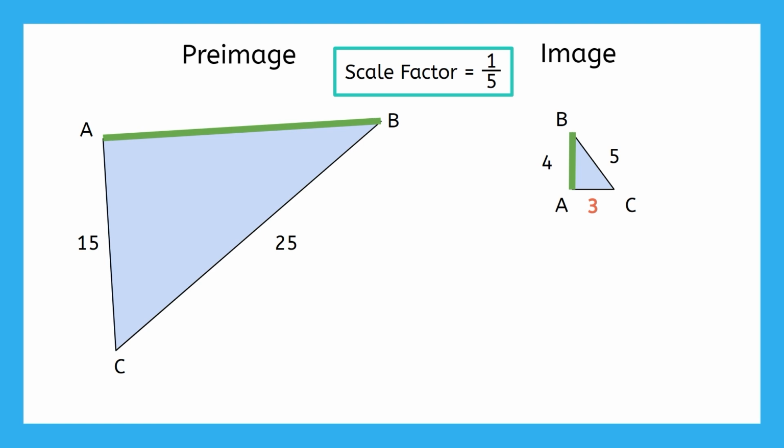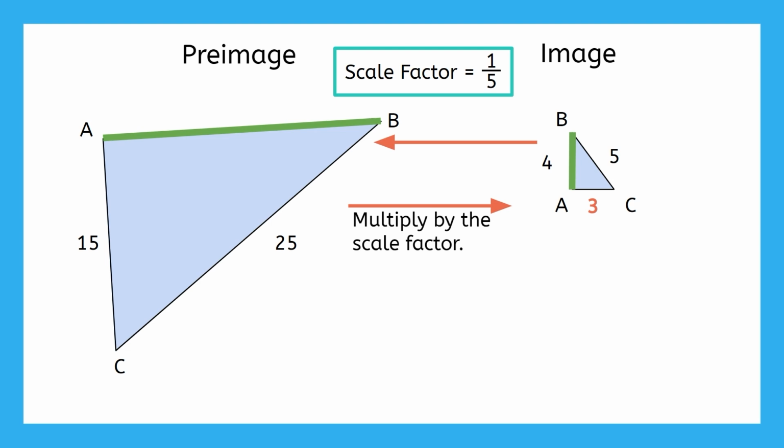We can multiply by the scale factor to calculate side lengths from the pre-image to the image. But we're trying to go backward from the image to the pre-image. If we want to undo multiplication by 1/5, how do you think we can do that mathematically? Since division and multiplication are inverse operations, let's try dividing by the scale factor of 1/5.